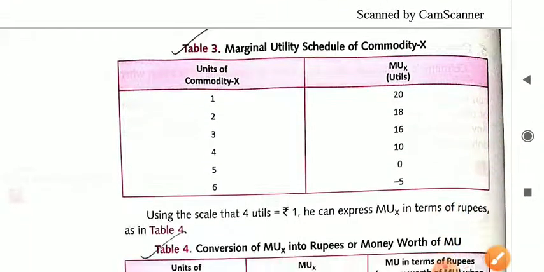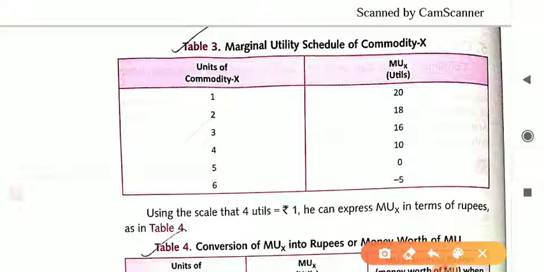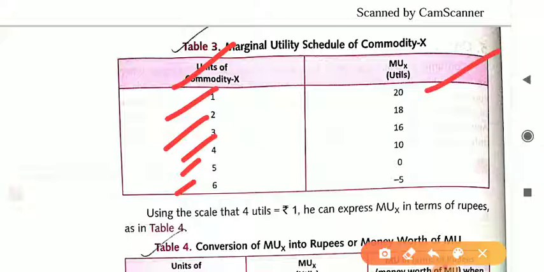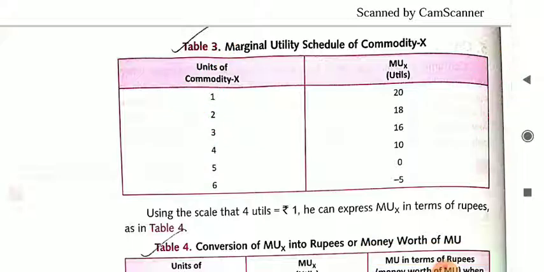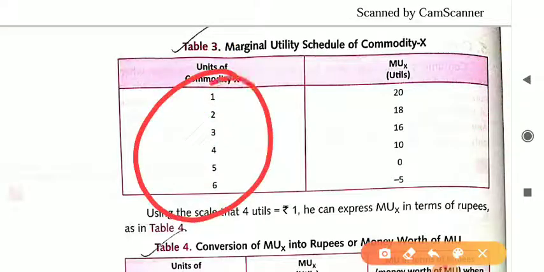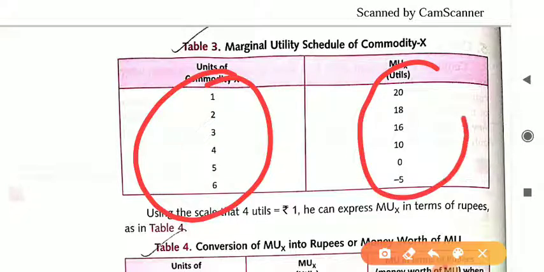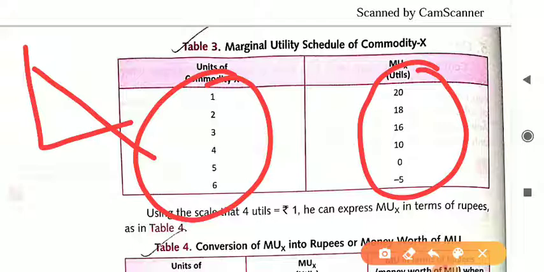Now let's move to our table. In our table we can find different units of the commodity. When you buy one shirt, 2, 3, 4, 5 and 6, this is the utility which you get from the shirt. If you buy 1 unit of shirt, you will get utility 20. Then the second unit you will get 18, third unit 16, then 4, 10, 5, 0, then minus 5. This represents that when you buy different units of the commodity, your marginal utility for that unit starts declining. As you all know, this is our marginal utility diagram, which shows marginal utility starts declining and touches our x-axis.